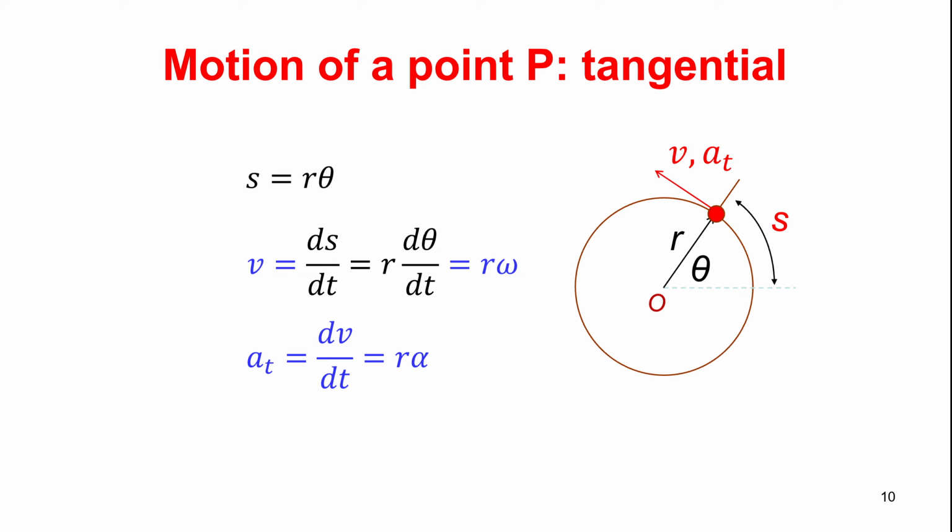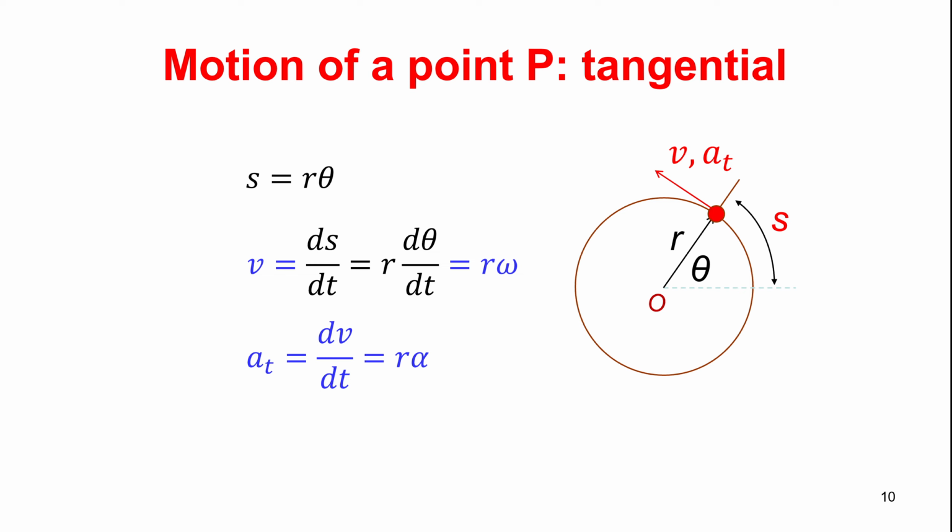We can have the same definition for tangential velocity, which is equal to the derivative of displacement with respect to time, which means that it is going to be equal to the radius multiplied by the angular velocity. So tangential velocity is going to be equal to radius multiplied by the angular velocity.